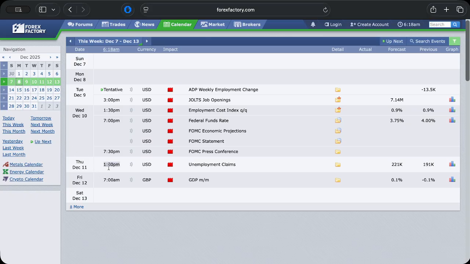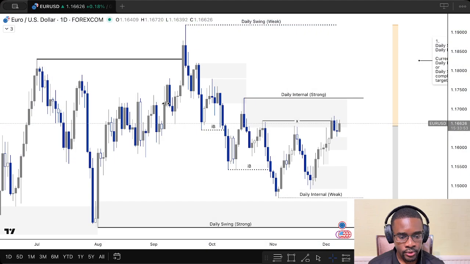And then Thursday we have unemployment claims at 1:30. So I would suppose whatever will happen on Wednesday will kind of set the tone for the rest of the week. But as I've always said, we only look at the news just to know when there is high likelihood of volatility in the market. Otherwise, we still use our technical analysis to make our decisions. So let's jump into the charts.